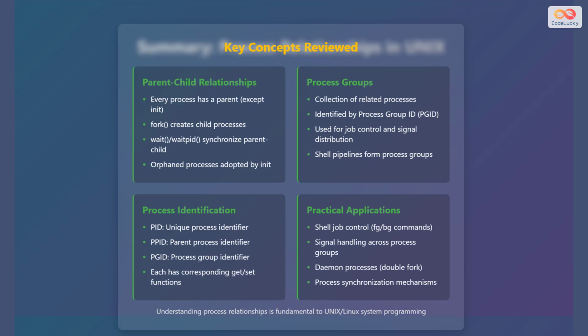Key identifiers include the process identification, which is a unique process identifier, the parent process identifier, which identifies the parent process, and the process group identifier, which identifies the process group. These identifiers have corresponding get and set functions. Understanding process relationships is fundamental to Unix and Linux system programming, enabling you to effectively manage and control processes within the system.